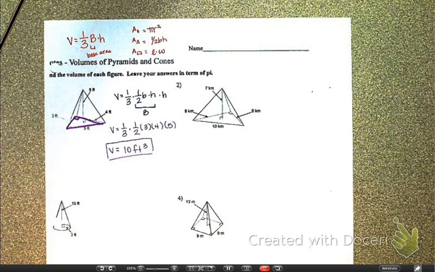Can we just do the base area first with the height and then at the end divide by 3? Yes. So the question was, can we just do the base area times the height and at the end divide by 3? Sure. It doesn't matter what order you multiply in. Okay. So number 2 is exactly the same. I would like you to try number 2.